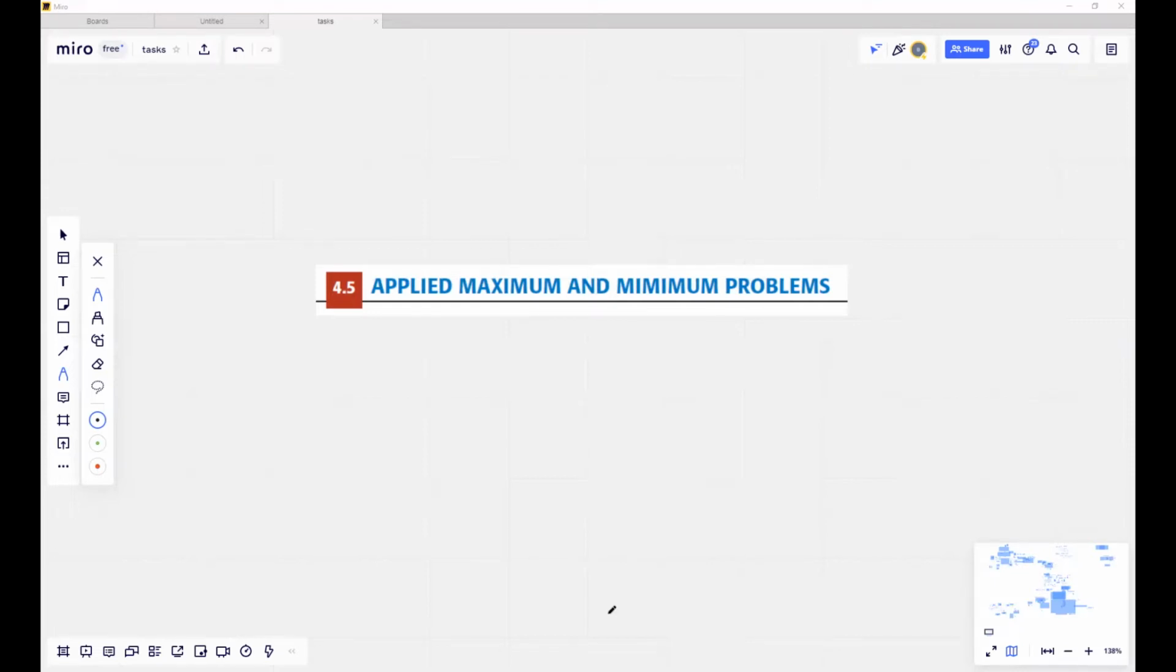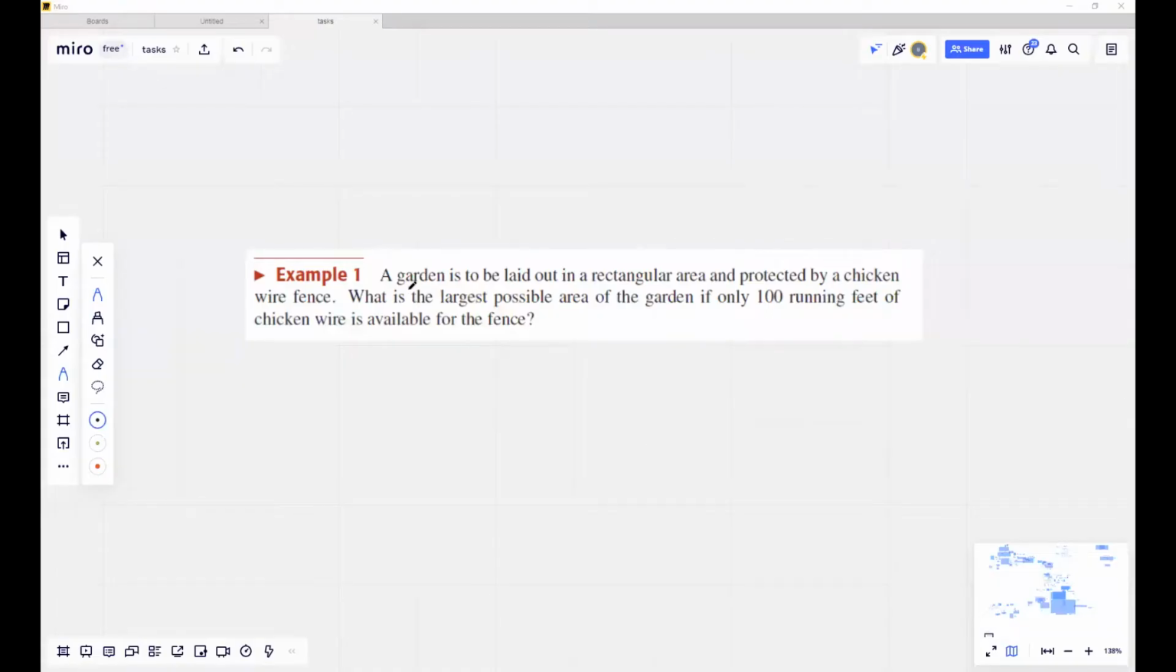Let's start solving problems. Let's take a look at the following problem. Okay, so we have a garden that is to be laid out in a rectangular area and protected by a chicken wire fence. What is the largest possible area of the garden if only 100 running feet of chicken wire is available for the fence?